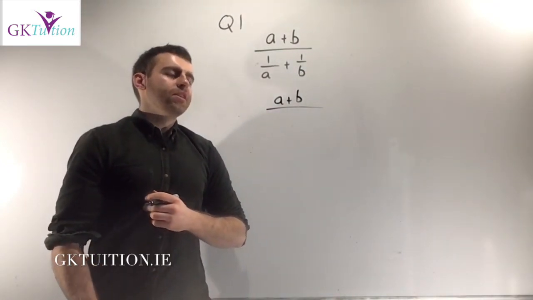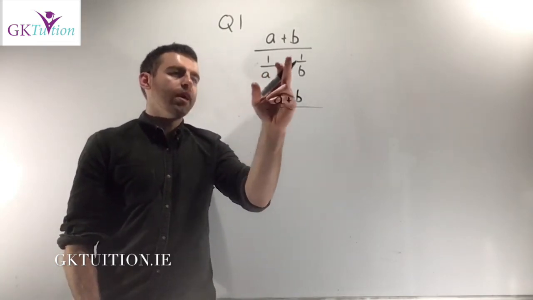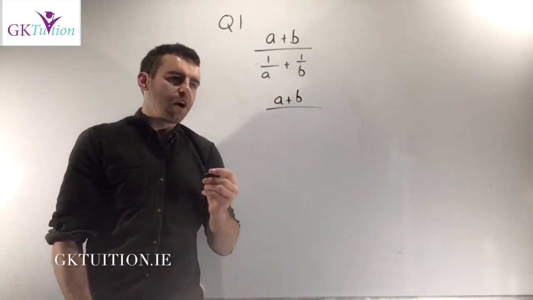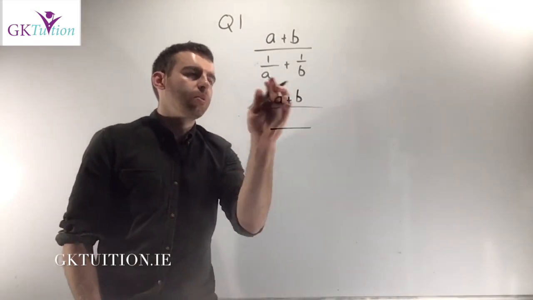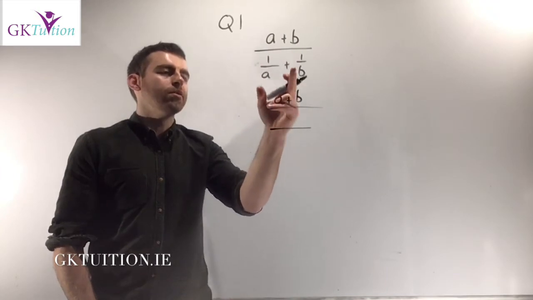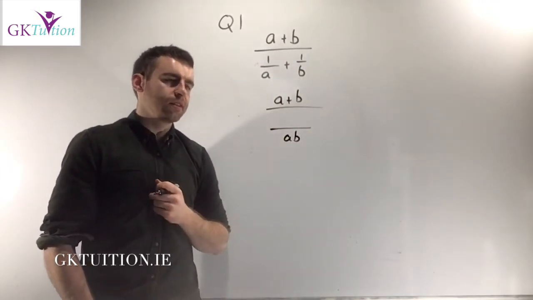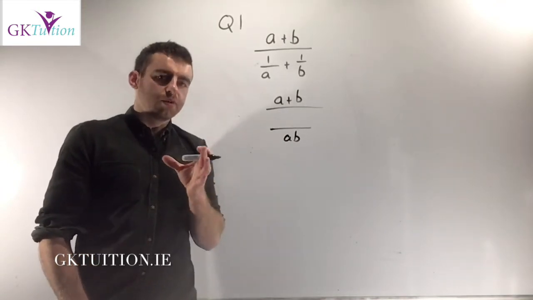Now, what we need to do on the bottom of the fraction is I want to get a common denominator for 1 over a plus 1 over b. To get a common denominator, we just multiply all the denominators by each other. The common denominator for 1 over a plus 1 over b is ab. It's basically just this multiplied by this. And then you have to figure out what goes on the top.